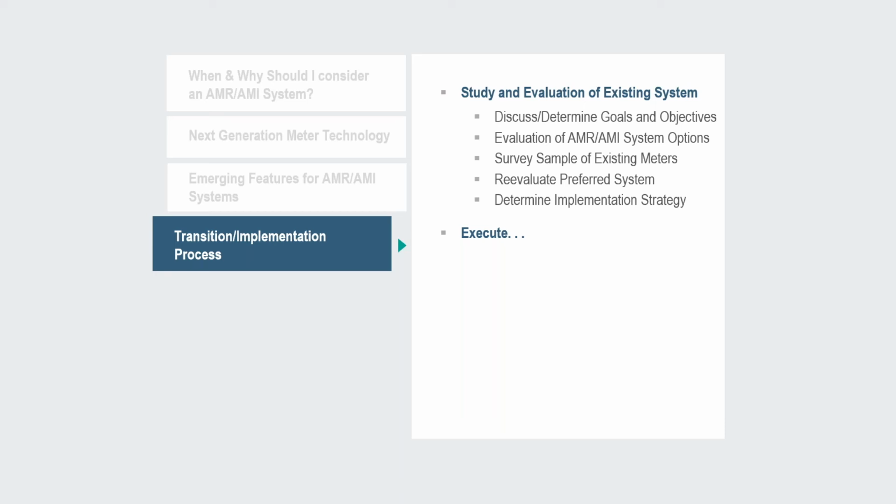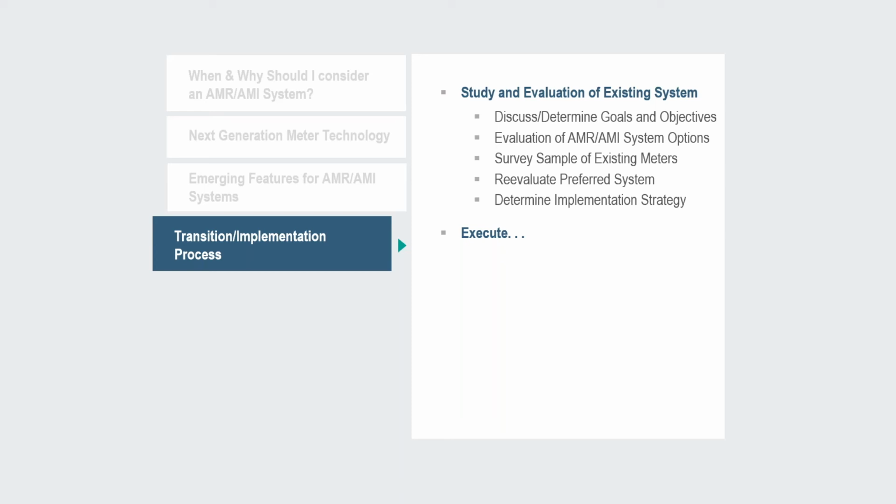So if we decide that right now it really makes a lot of sense for us to do a drive-by AMR type system, but we see the need that we're going to want to go to AMI in the future, well, that kind of narrows down a few of the AMR, AMI meter manufacturers. There's a few that do this all the time. Some of them require a third-party integration, but we look through what the system options are for those. Then once we get a game plan about what type of system we want to use, we actually go out there and do a survey sample of existing meters.